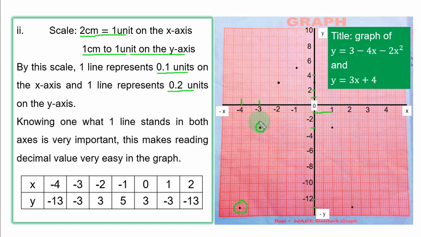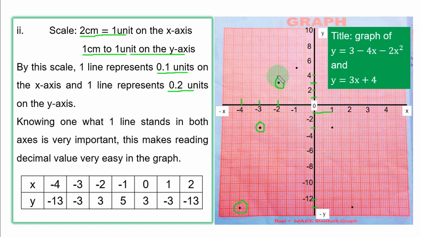When x is minus 2, y is 3. We are going up now. So when x is minus 2, y is 3. So this is the point for y equal to 3, and x is minus 2. So you asterisk that point.